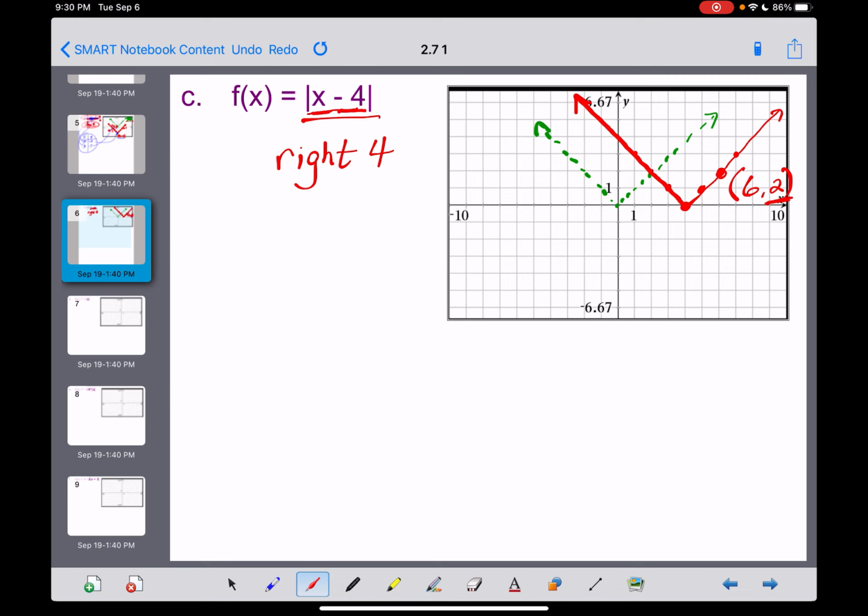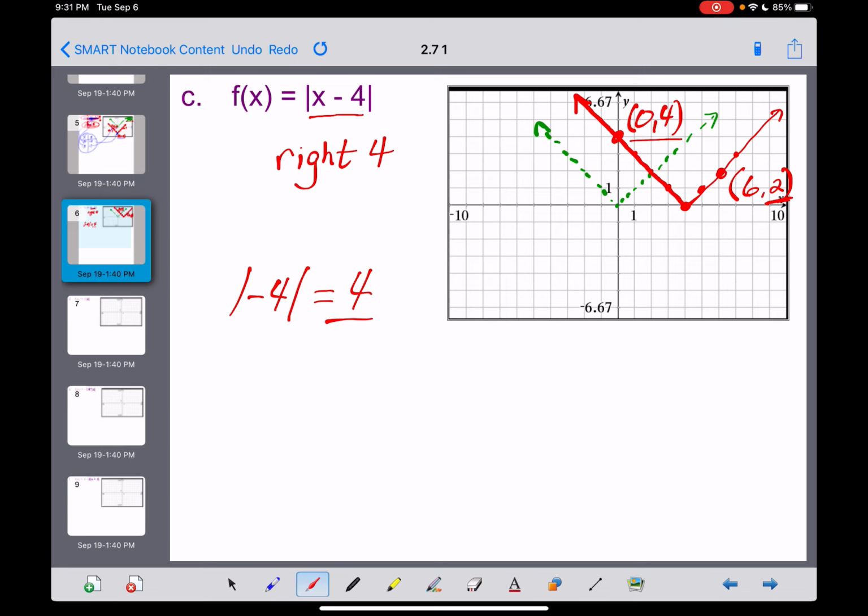Let me pick this point over here, though, guys. That is the ordered pair 0, 4. Let's see if that one works. So let me just erase those lines right there, and let's try it. Putting a 0 in for x, 0 minus 4 is negative 4, and the absolute value of negative 4 is positive 4. So we put in a 0 and we got 4 out. This ordered pair is correct also.